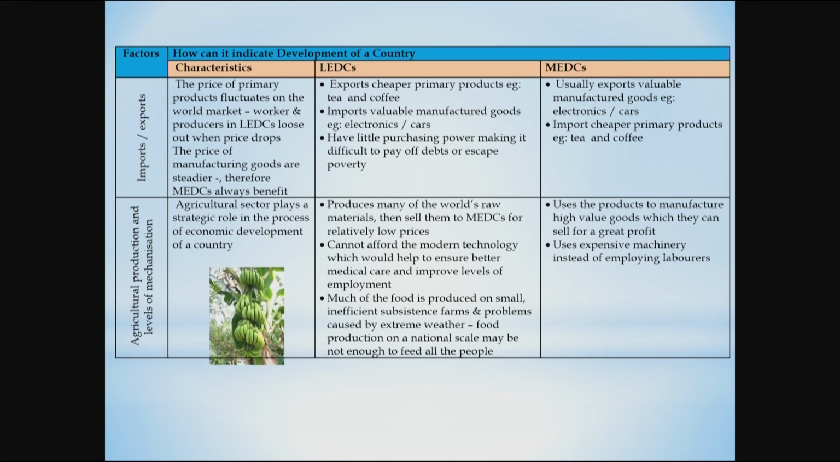Whereas the MEDCs, they usually export valuable manufactured goods. So they export it, they send to other countries. For example, electronics and cars, like Japan, they export cars, your Jeeps, your small Kia. And then MEDCs also import cheaper primary products. So what they import is less. What they spend their money on to get these things into their country, the imports, is less than the exports, which means they are making a surplus.